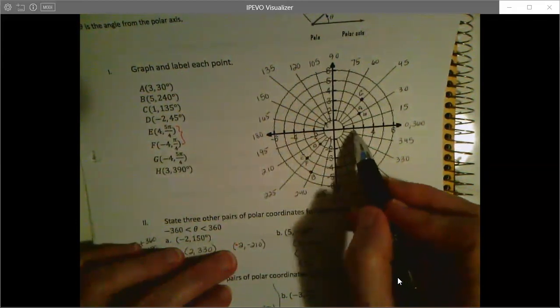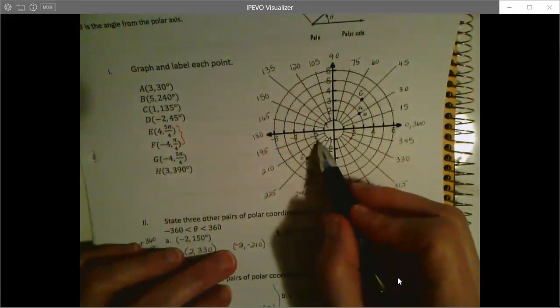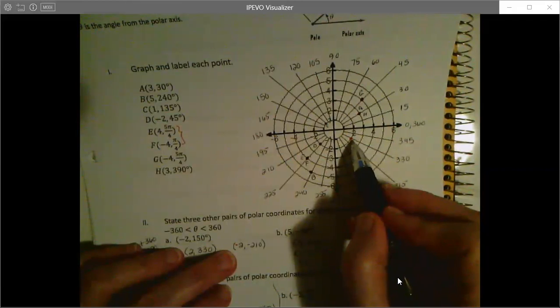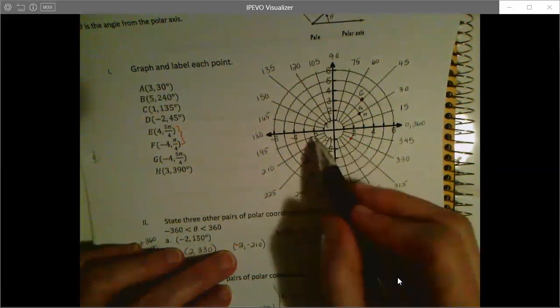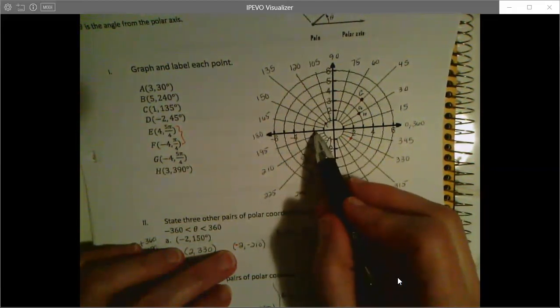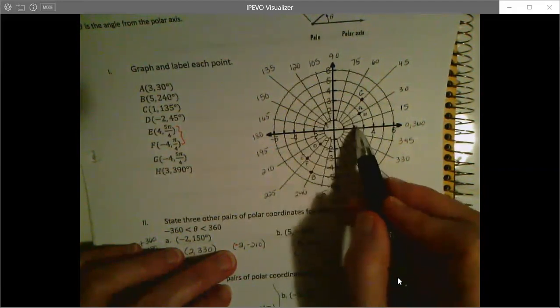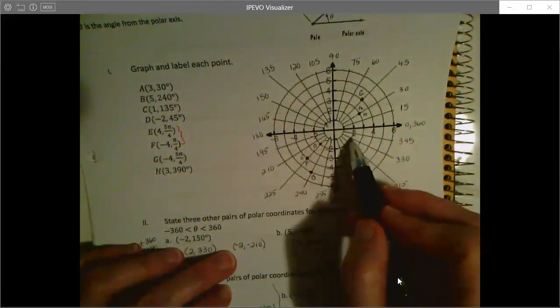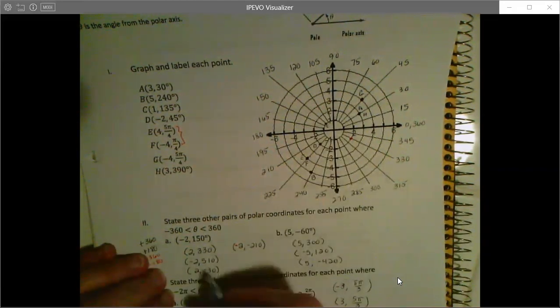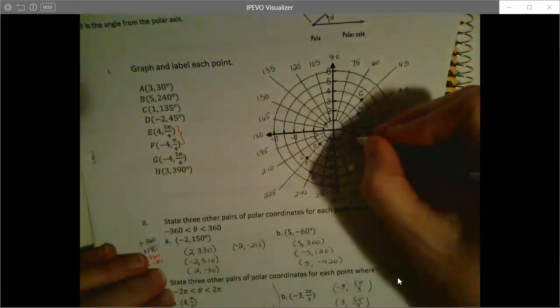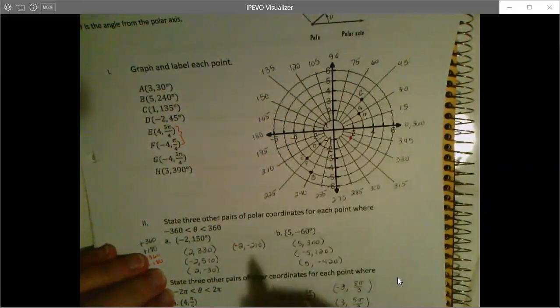Negative 2, negative 210. Oh, I'm sorry. Negative 2, negative 210. Sorry, went the wrong way. It would be right there. So all of these points represent the same red dot right here on my graph. It's just moving in different directions.